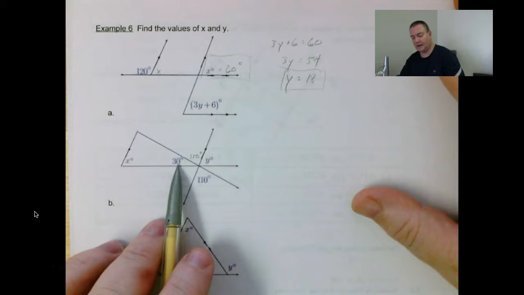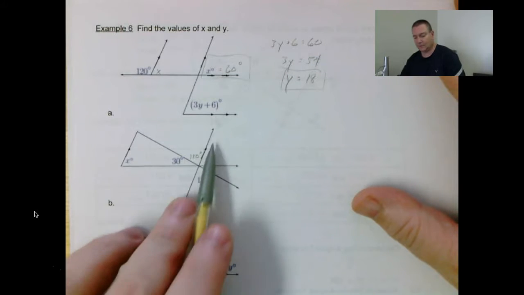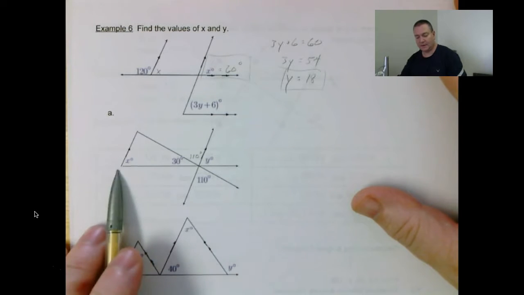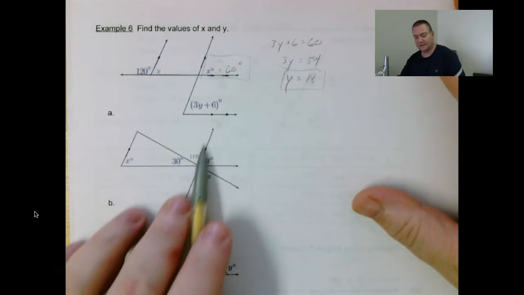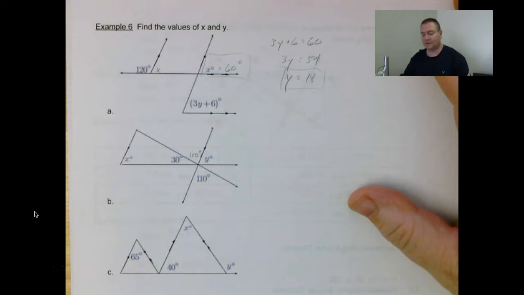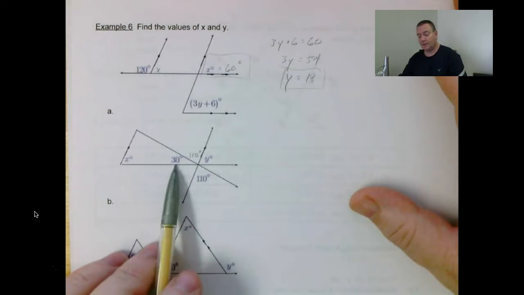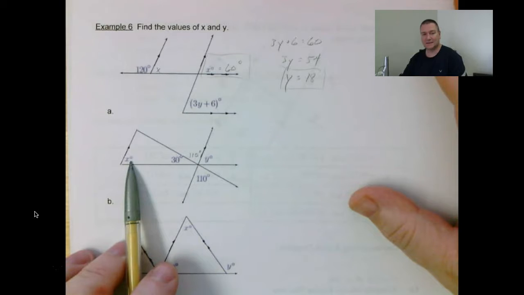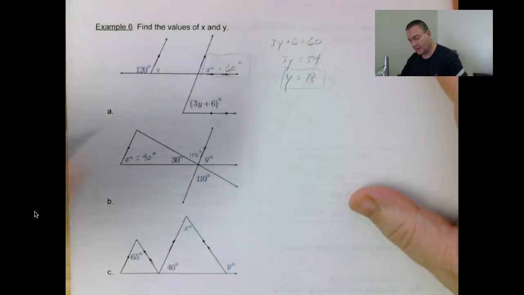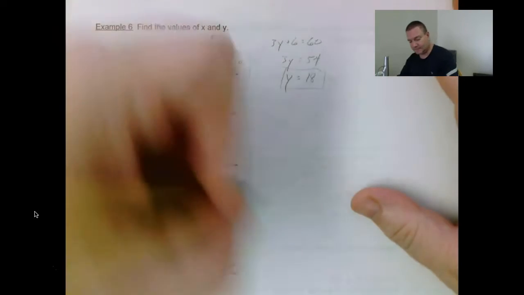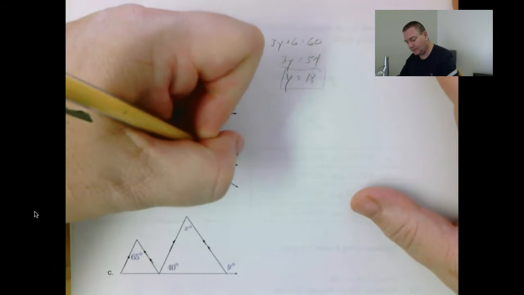X and the 30 plus the 110, so this angle here, coupled with the angle x, form that C-like shape. They are consecutive interior angles or same side interior angles. They must be supplementary. So 110 plus 30 is 140, plus x is 180, so x is 40 degrees. X and y are corresponding angles, so y is 40 degrees.